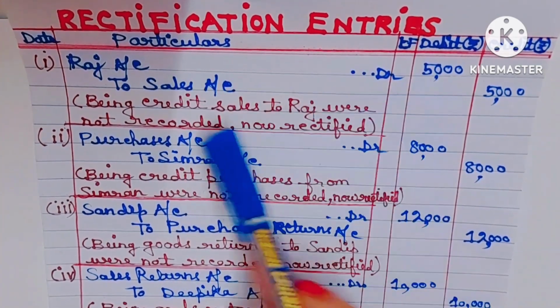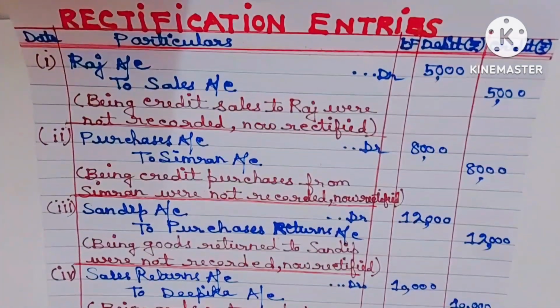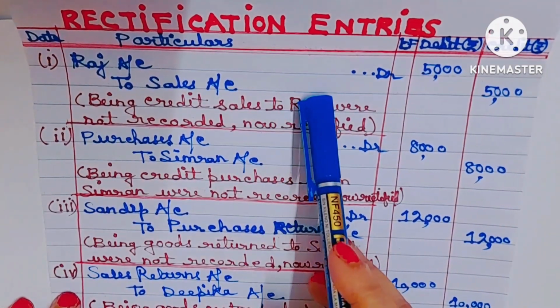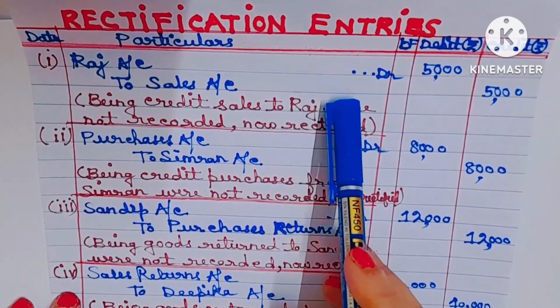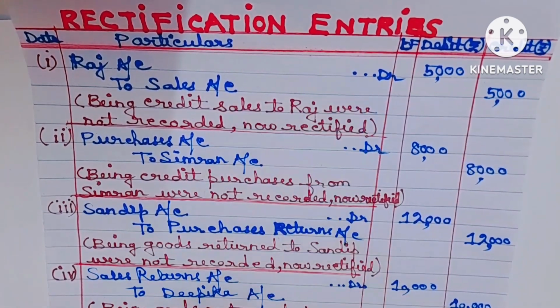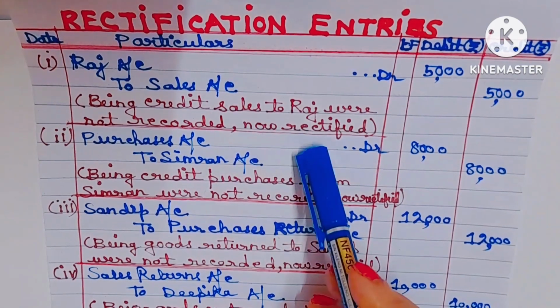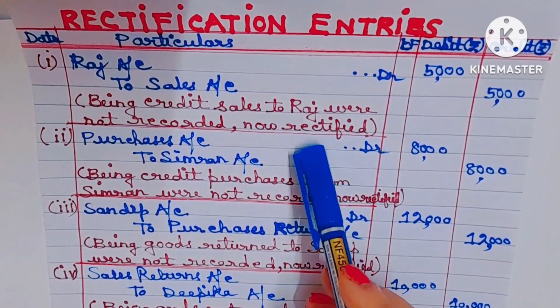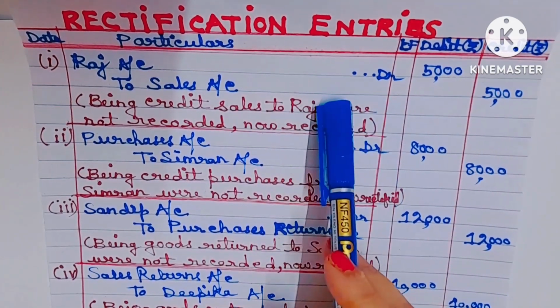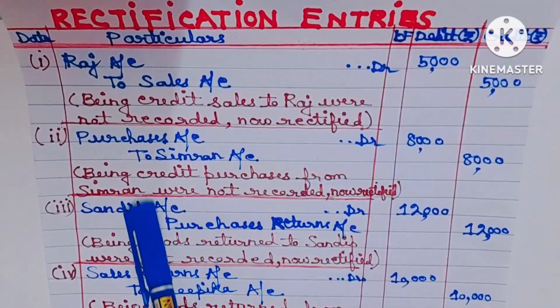Why sales account is credit? Sales account is credit because sales account comes under nominal account. According to nominal account, all incomes and gains credit. Understood? Here, when goods are sold, cash comes in. So, it is an income for the business. So, sales account will be credited. Understood? Number two, what is the transaction?